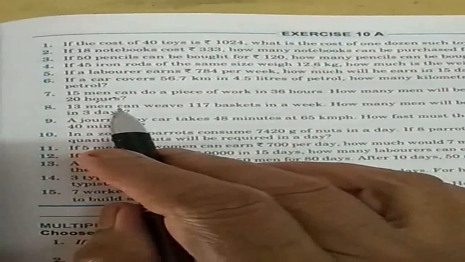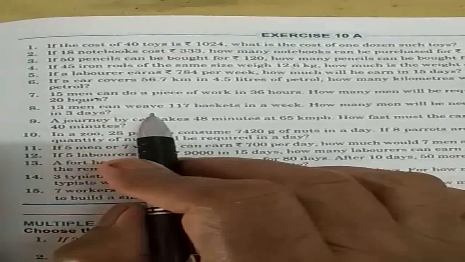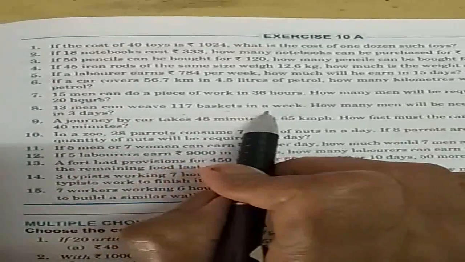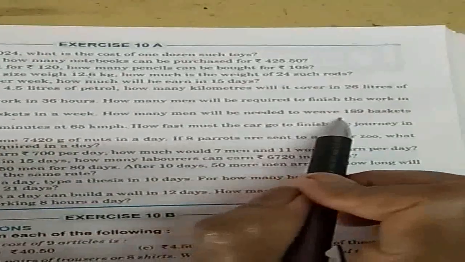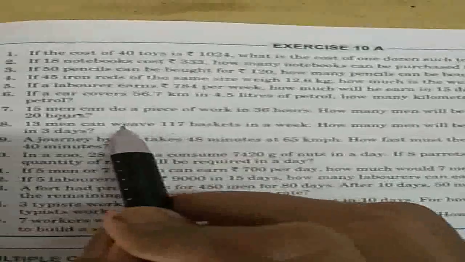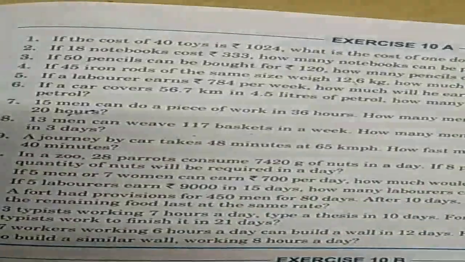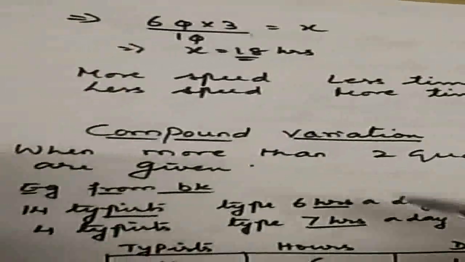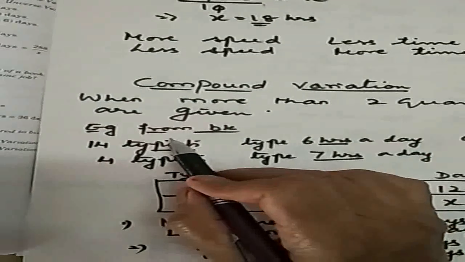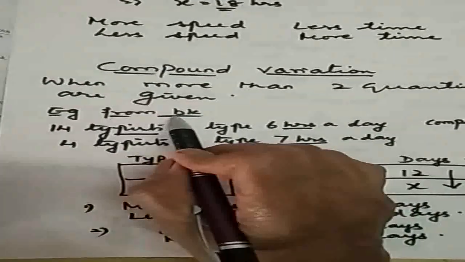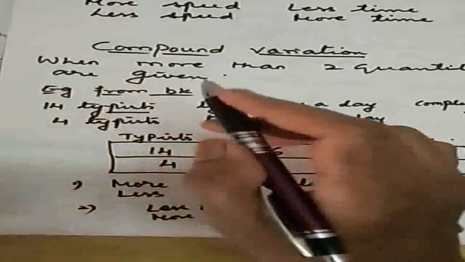Now the next sum, question number 8. 13 men can weave 117 baskets in a week. A week means 7 days. How many men will be needed to weave 189 baskets in 3 days? This type of sum, where 3 quantities are given, when more than 2 quantities are given, we call it compound variation. I have taken this example from the book only.